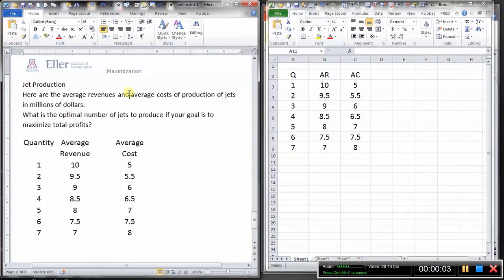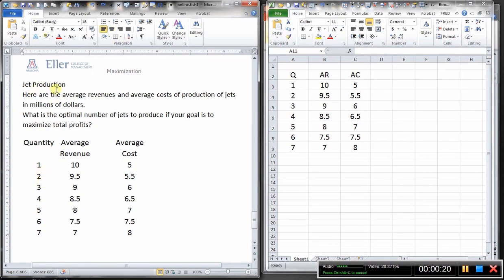Our next move is to talk about maximization in a situation where you have spreadsheets. Now notice the difference here. We don't have continuous functions anymore. We've got a quantity that goes from 1 to 2 to 3 to 4 to 5. There is no 1.5, there is no 2.5.